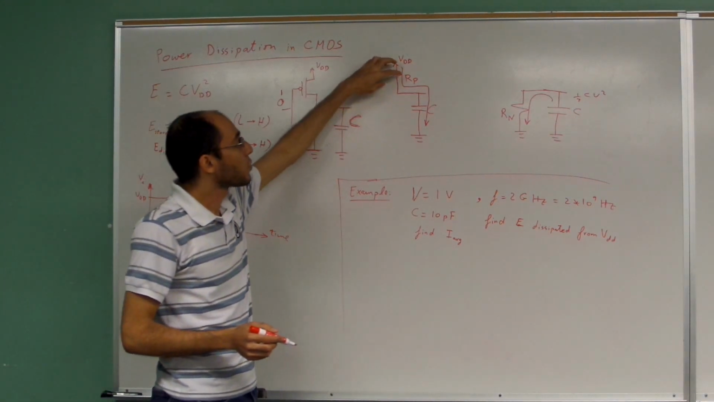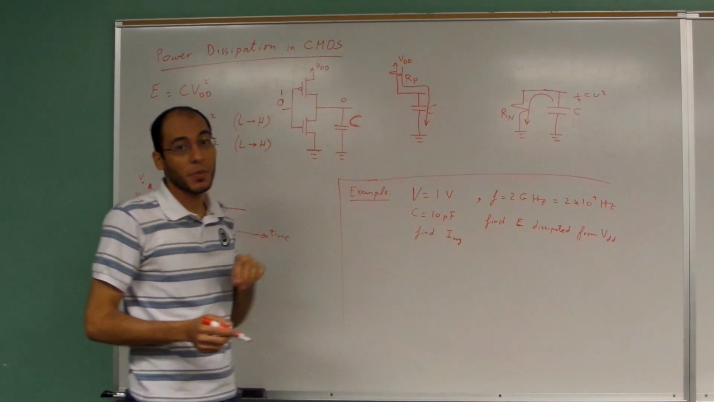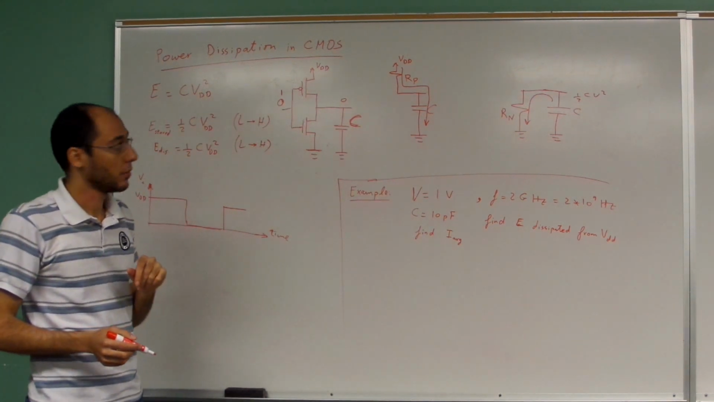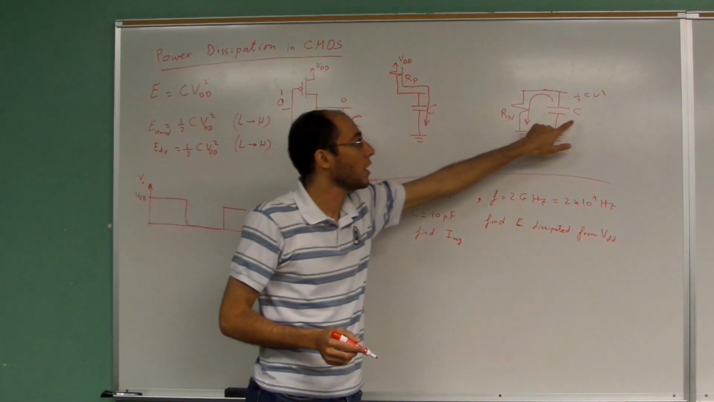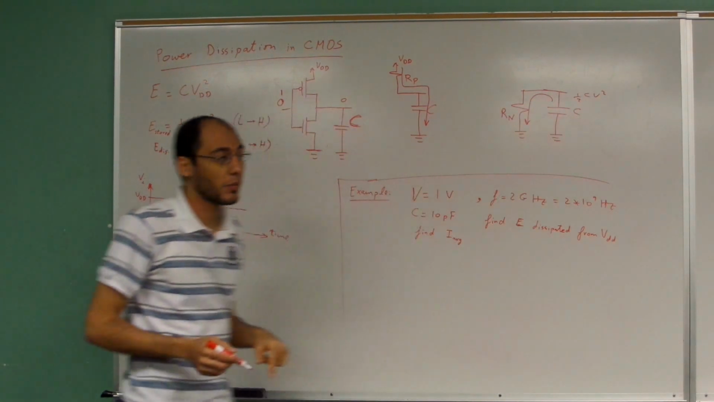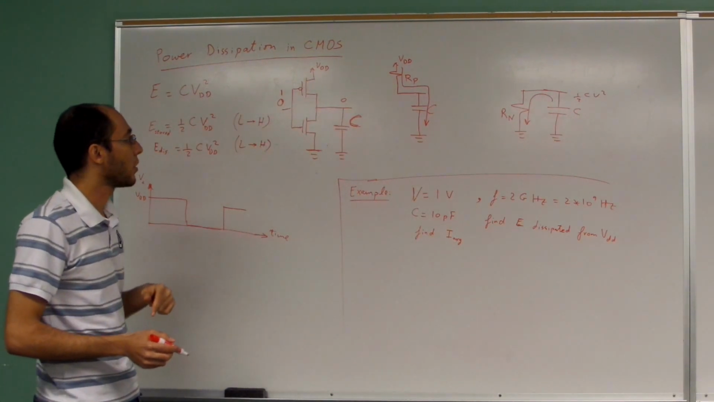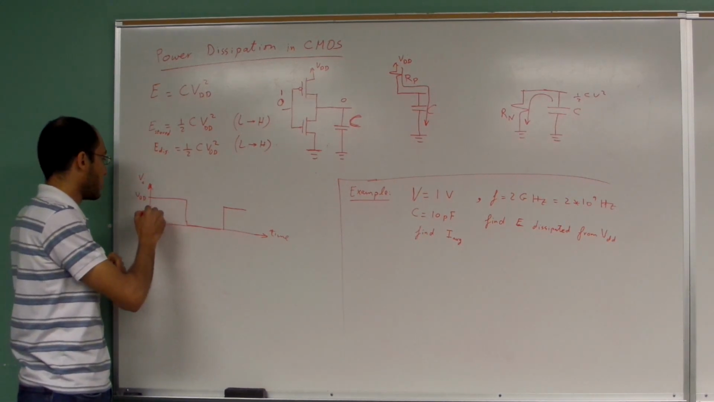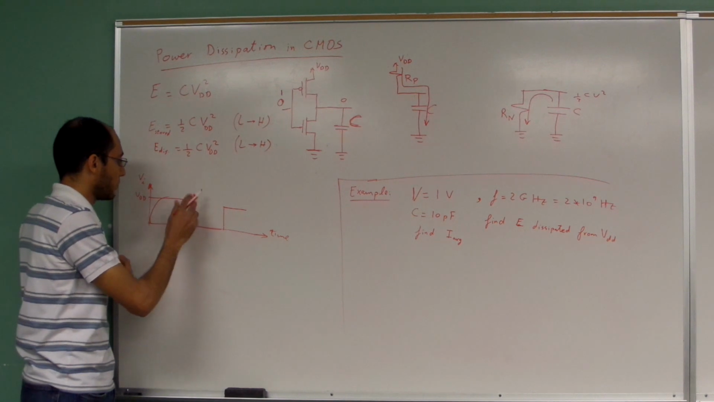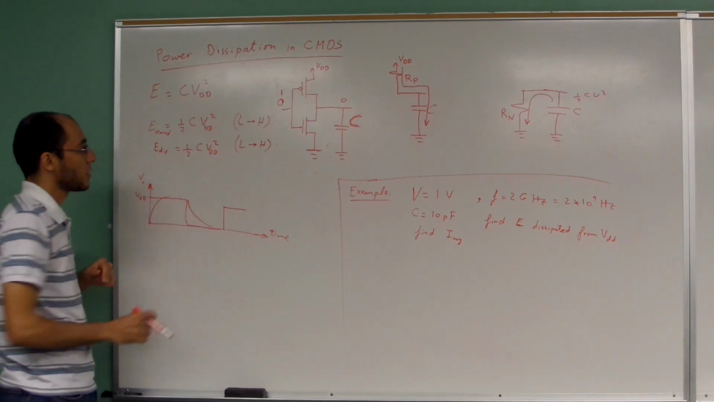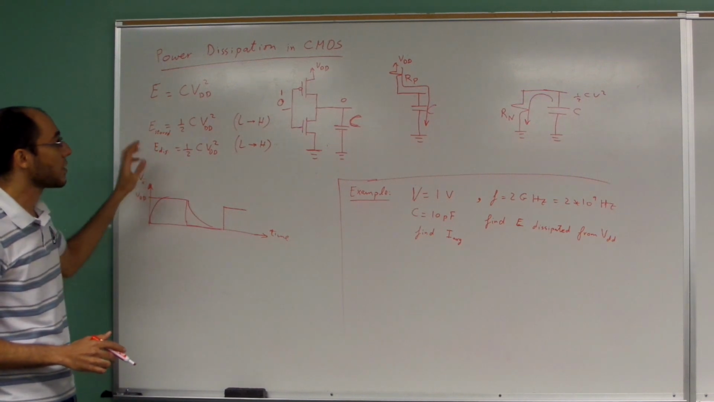Half of it is going to be dissipated in the Rp, and the other half is going to be dissipated in Rn. How is it dissipated in Rn? Through the discharging of the charges from the capacitor in the high to low phase. Alright? So you expect to see charging and discharging. So this is the energy stored.